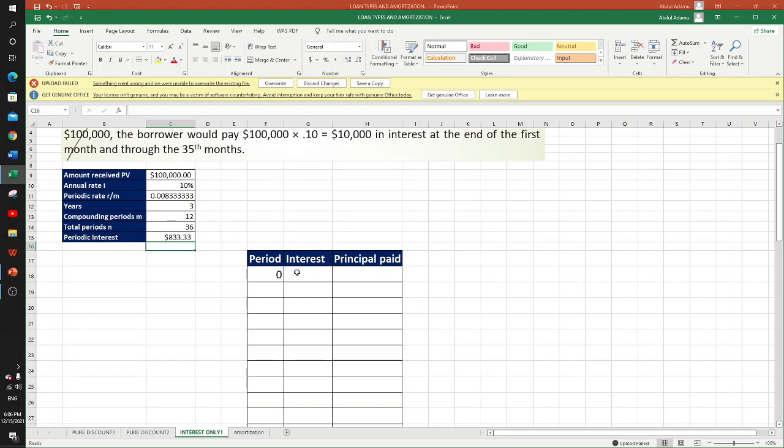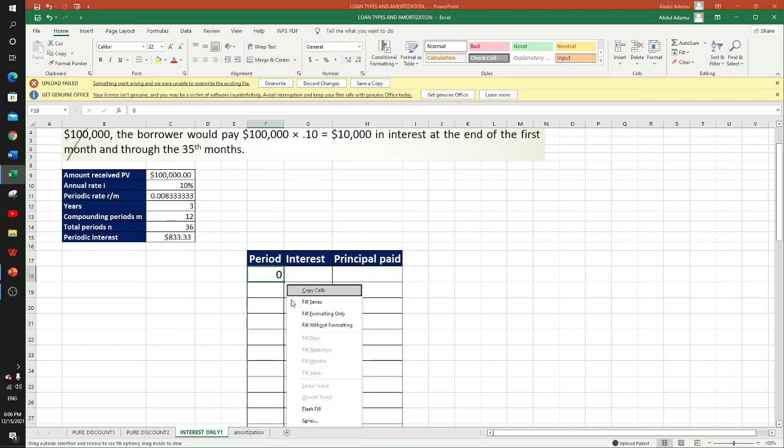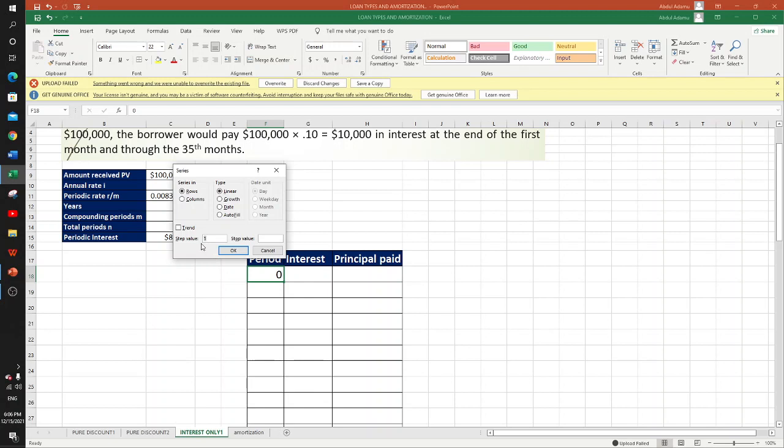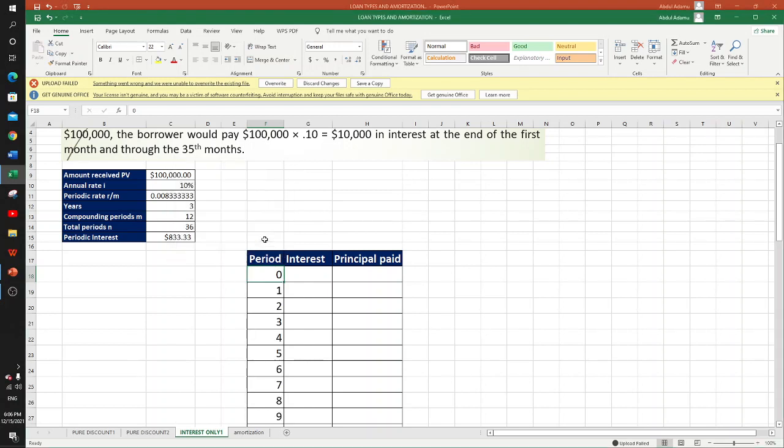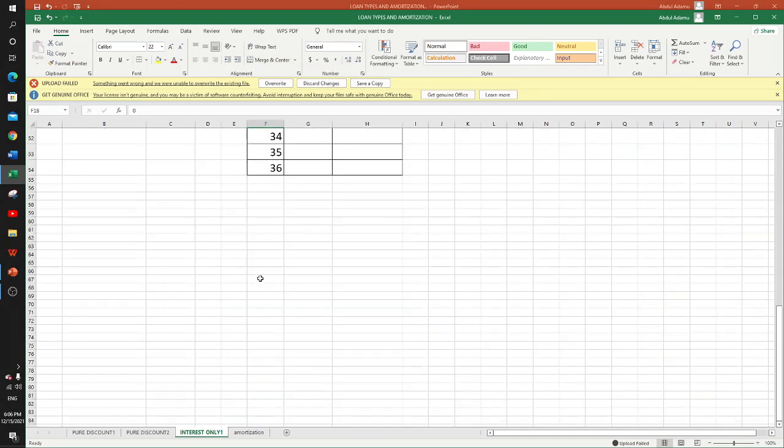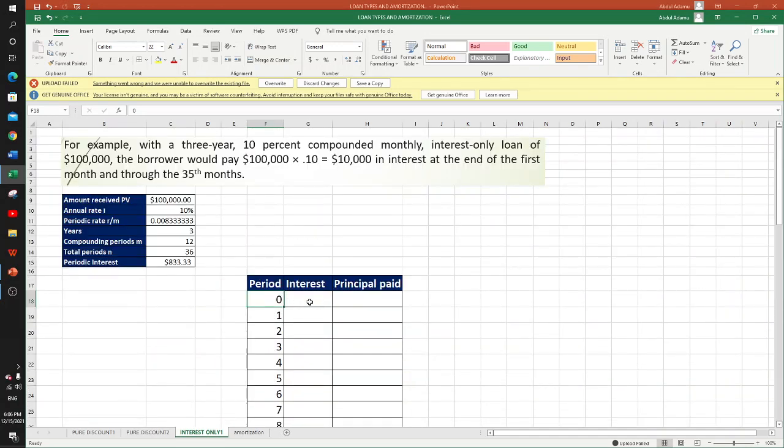For the period, we need to put 0 to 36 here. So what you do, you bring the cursor to this plus, right click, drag down, take it back up and leave it. So click series, then column. We want it to number it in column. The step is 1 and we want it to stop at 36. So when you enter, you can see automatically it has numbered it. That is a trick in Excel.